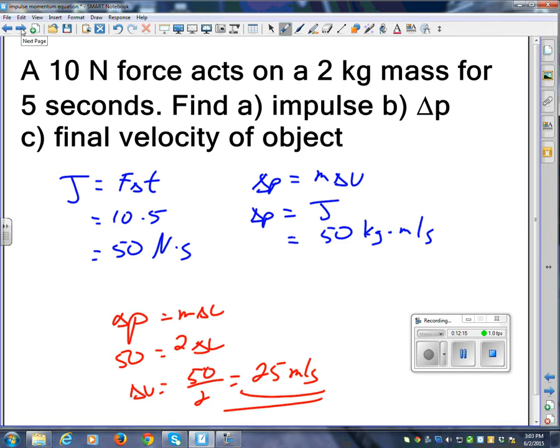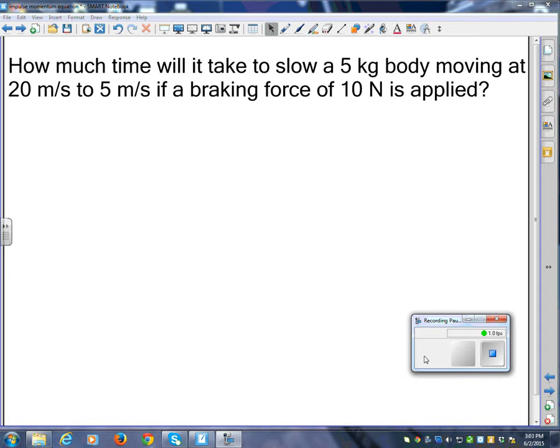All good? This is the last one, isn't it? You guys try that one. Give that one a whirl.